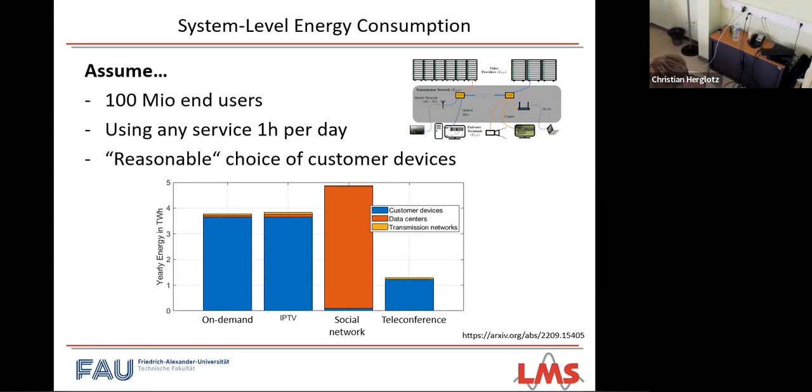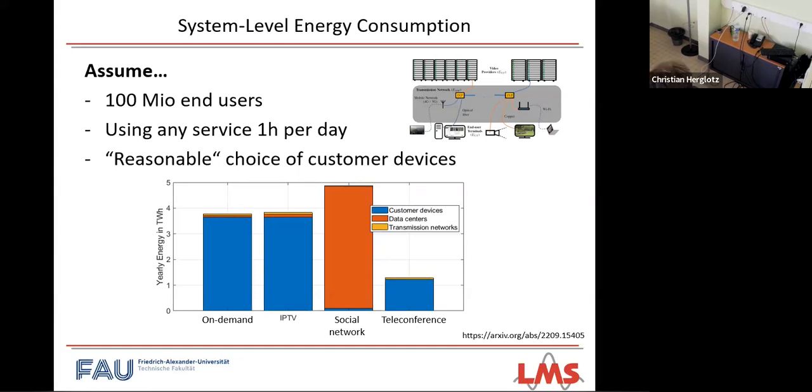And we came up with these figures here. What do they mean? We have our four cases: on-demand video, IPTV, social networks, and teleconference. And each of these bars represents the energy consumption that we estimated based on all these facts, data, and figures that we had before. I can show you all these values in the paper, but I think it's boring here. So just showing you these.